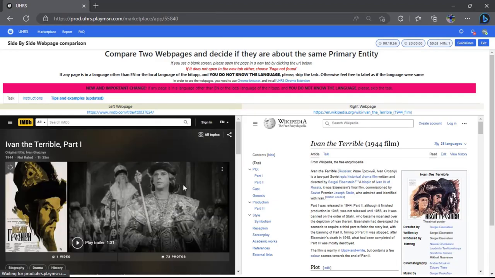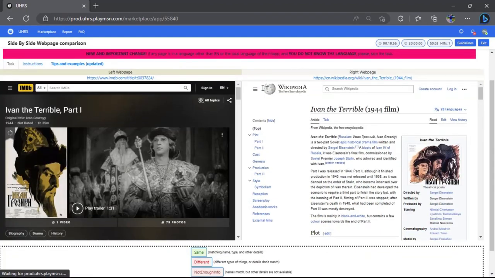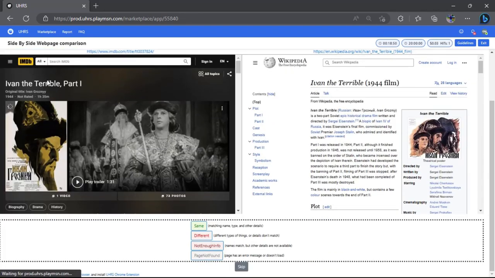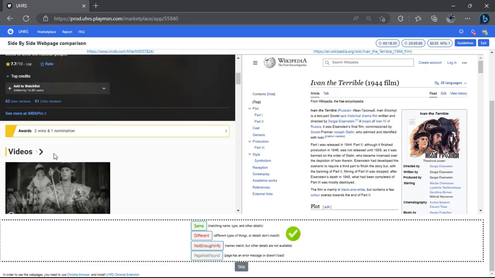Both the left and right webpages are discussing a movie that was released in 1944. However, the left webpage only discusses part one of the movie, while the right webpage talks about both parts. According to the guidelines, I will judge these as different because the two webpages are not the same.